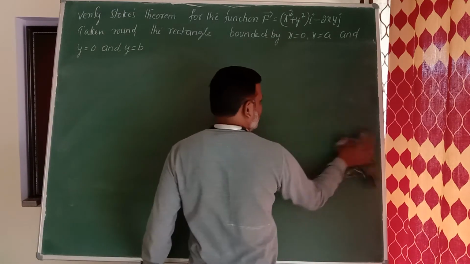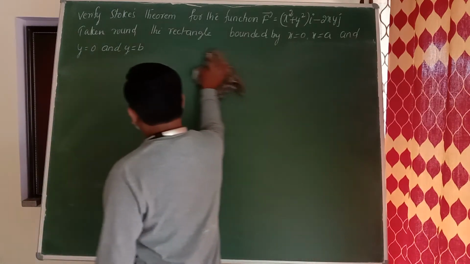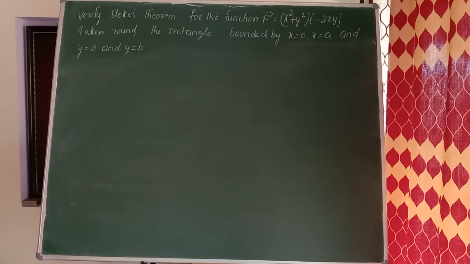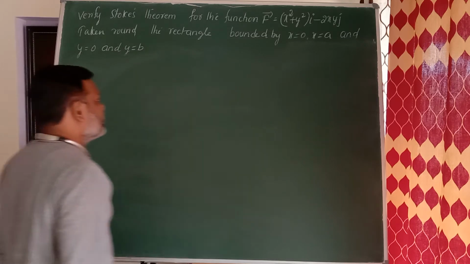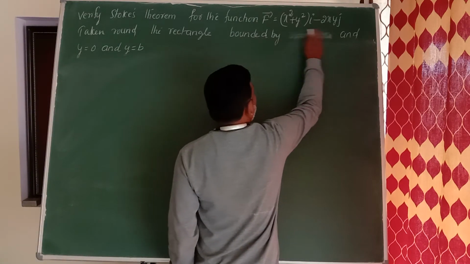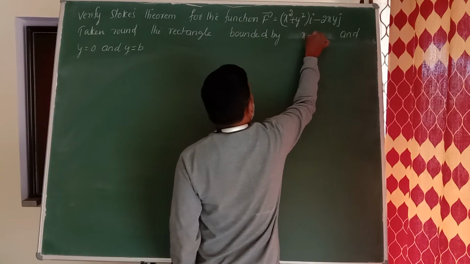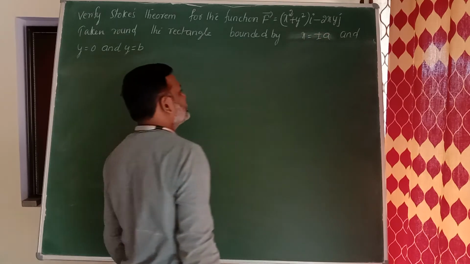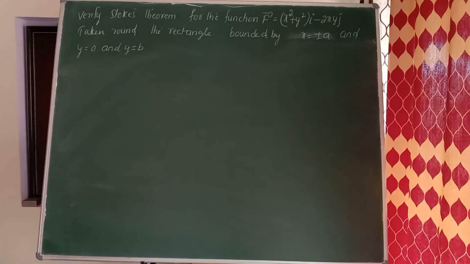First, understand the statement of Stokes theorem. Now, I am going to write the second problem here. Verify Stokes theorem for the function f vector equals x square plus y square i minus 2xy j taken around the rectangle bounded by x equals plus or minus a, that means x equals plus a and x equals minus a, and y equals 0 and y equals b.